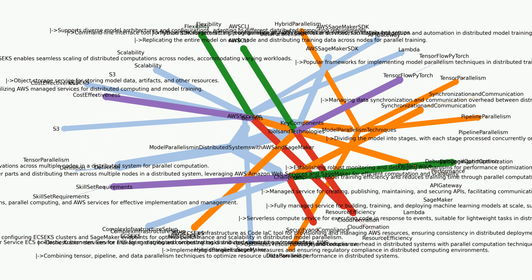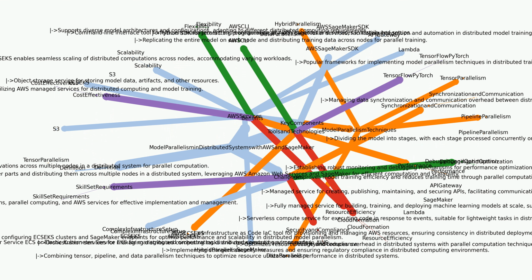Challenges. Complex infrastructure setup: designing and configuring ECS/EKS clusters and SageMaker endpoints for optimal performance and scalability in distributed model parallelism. Synchronization and communication: managing data synchronization and communication overhead between distributed nodes in parallel computation. Debugging and optimization: establishing robust monitoring and debugging mechanisms for performance optimization and issue resolution in distributed model training.